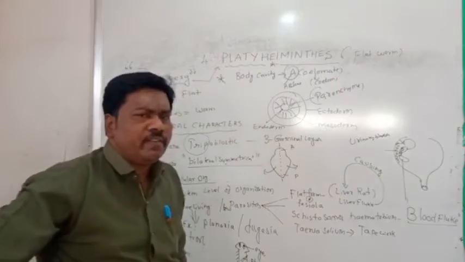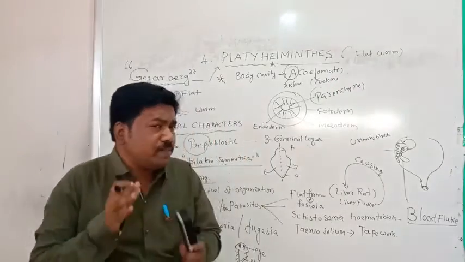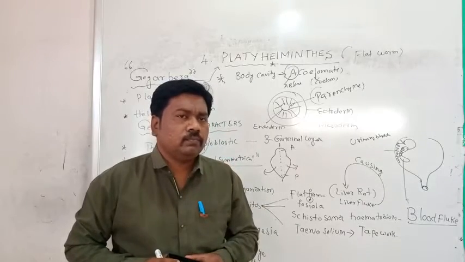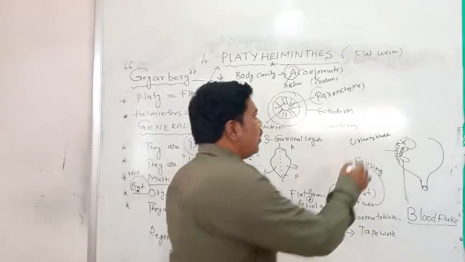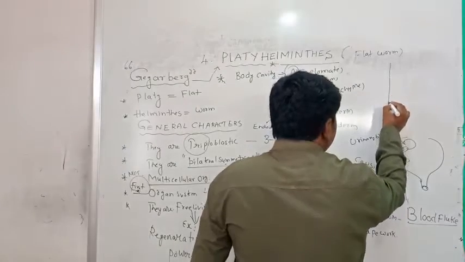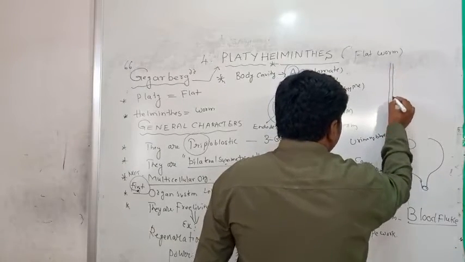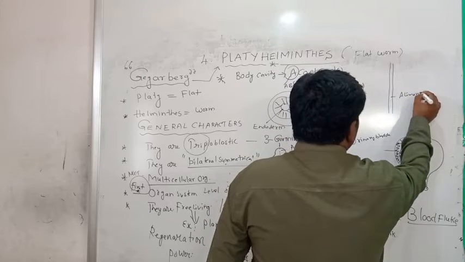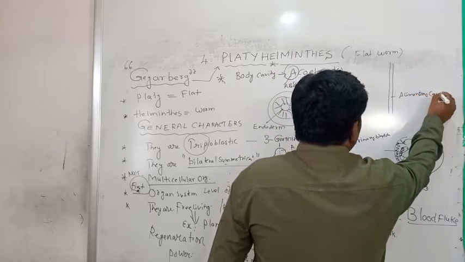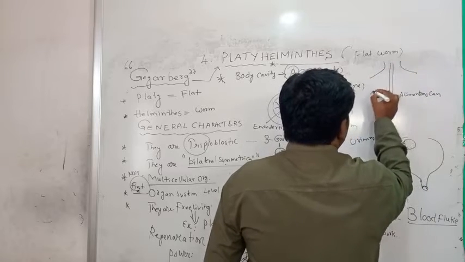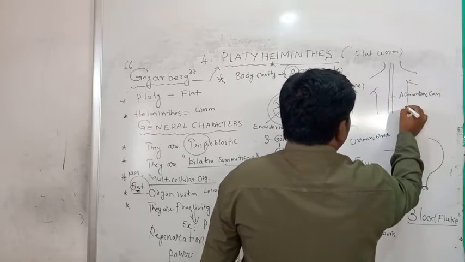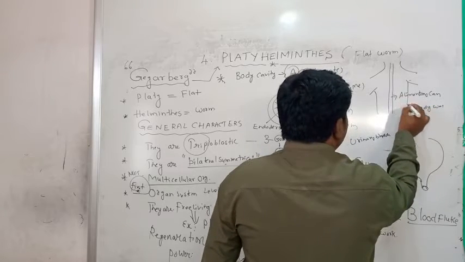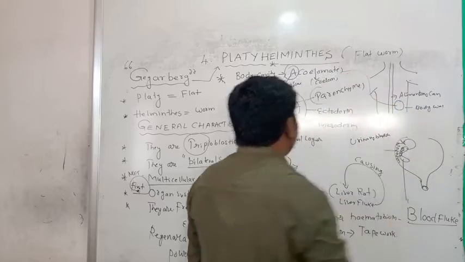So what is the meaning of body cavity? Beta, what is the definition of body cavity? The space that occurs between the body wall and alimentary canal. For example, this is the alimentary canal, right? And this is the body wall. The space that occurs between the body wall and alimentary canal is now the body cavity.